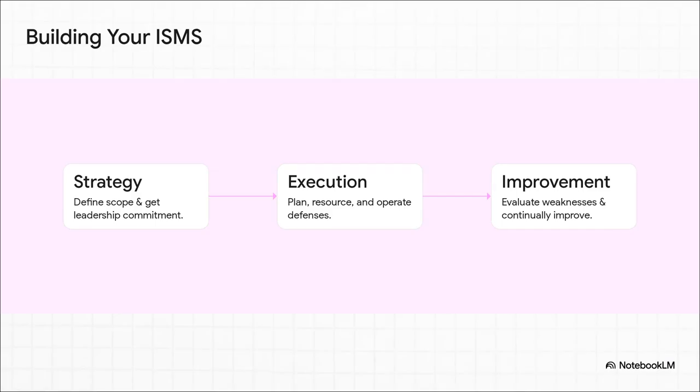We can actually break those 7 management clauses down into a really simple 3-step process. First up is strategy and leadership. This is where you define the scope of your ISMS, the perimeter of your fortress, and you get top management completely on board. Step 2 is execution and support. Here, you're planning your risk treatments, you're gathering all the resources you need, and you're actually putting your defenses into operation. And finally, step 3, evaluation and improvement. This is where you're constantly monitoring performance, running audits, and always making improvements.